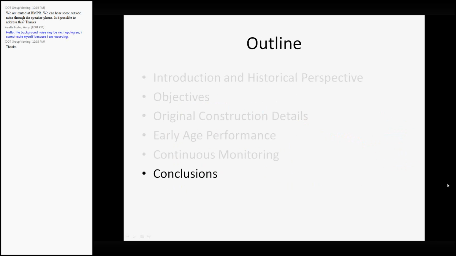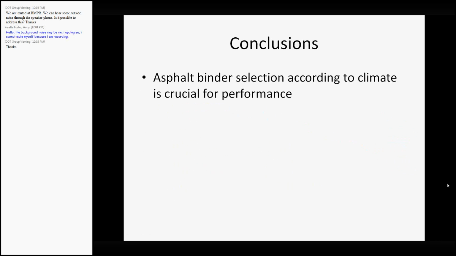So this brings us to some conclusions. We saw that the asphalt binder selection according to climate is crucial for performance. In the original mechanistic design, we used AC20. Now IDOT assumes a PG64-22 for design, and we require a PG-modified binder and surface lift for every pavement. And we also looked at the influence of temperature and location of the state for binder selection for pavement design.